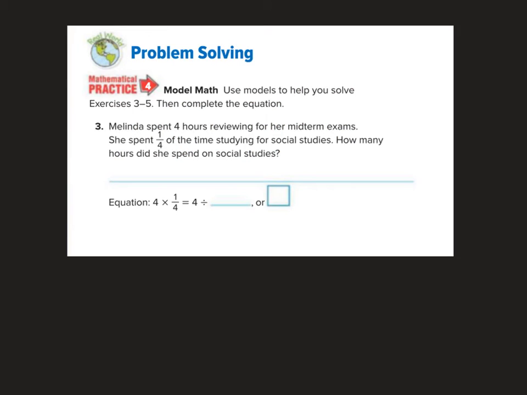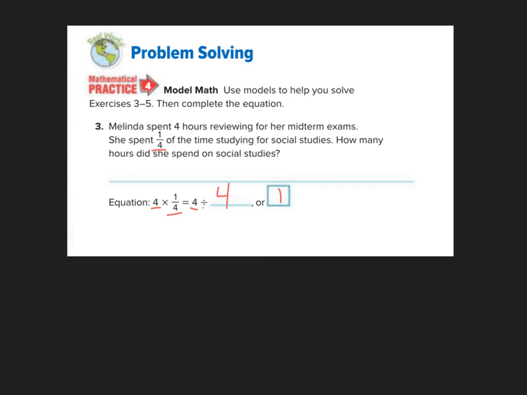Okay, model math. Use models to help you solve exercises 3 through 5, then complete the equation. Melinda spent 4 hours reviewing her midterm exams. She spent 1/4 of the time studying for social studies. How many hours did she spend on social studies? So our equation is 4 times 1/4, which is the same as 4 divided by 4, or 1.